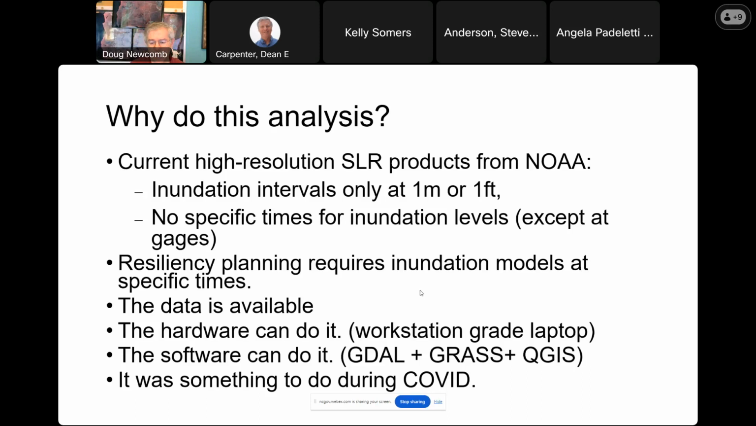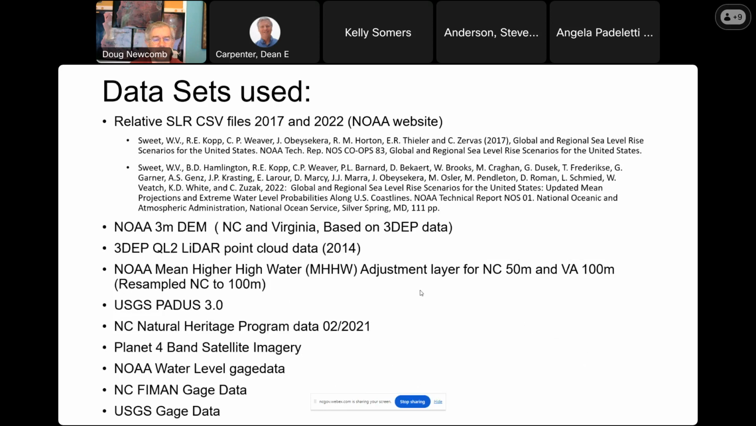A workstation grade laptop with the right open source software can do it without breaking a sweat. I did a lot of this about 3 years ago during COVID, and they used both the 2017 and the 2022 sea level rise models. I'm going to show you some stuff based off of the 3 meter DEM, and I had redone the elevation data for the QL2 5-foot resolution DEM for North Carolina.